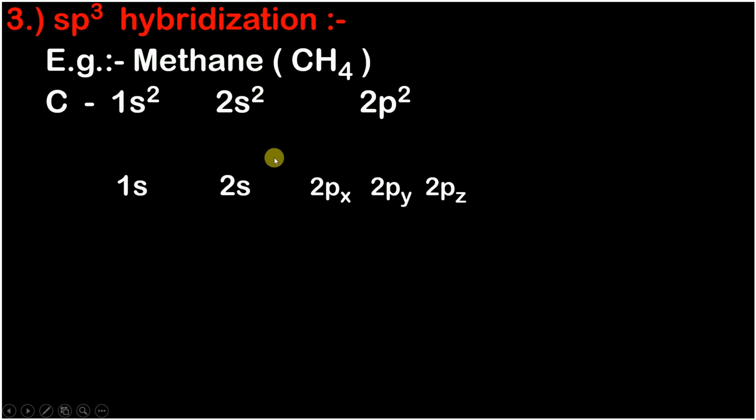And guys, since here there is only one orbital, we draw one box, and inside this one orbital there are 2 electrons, as you can see over here.